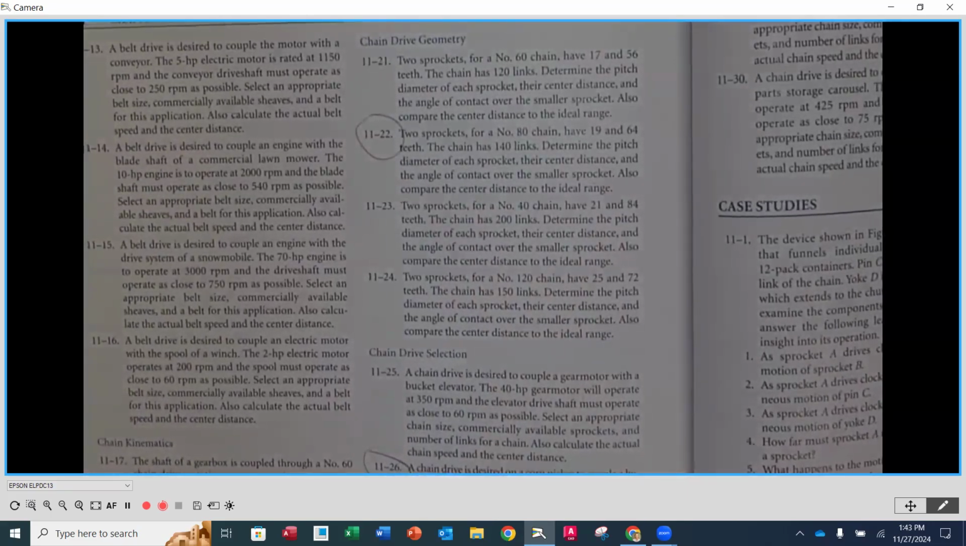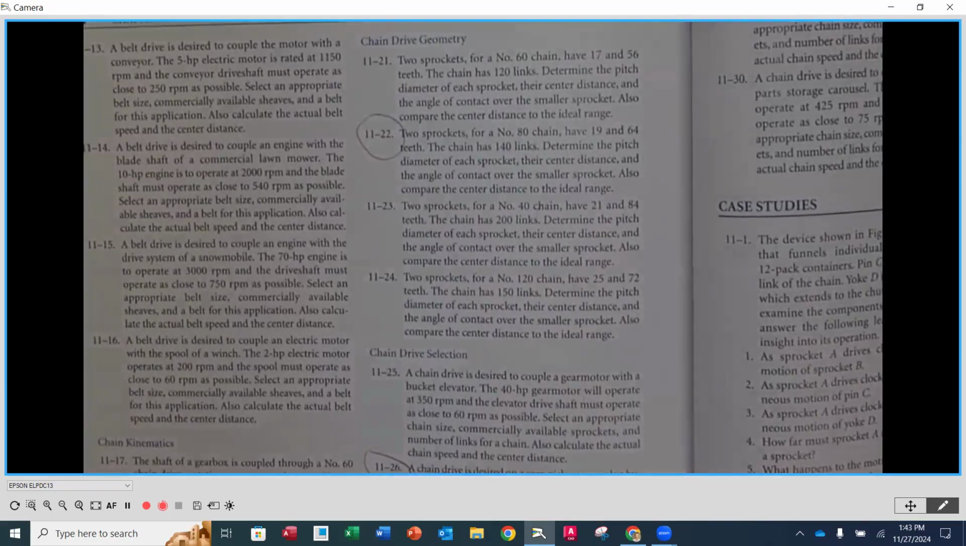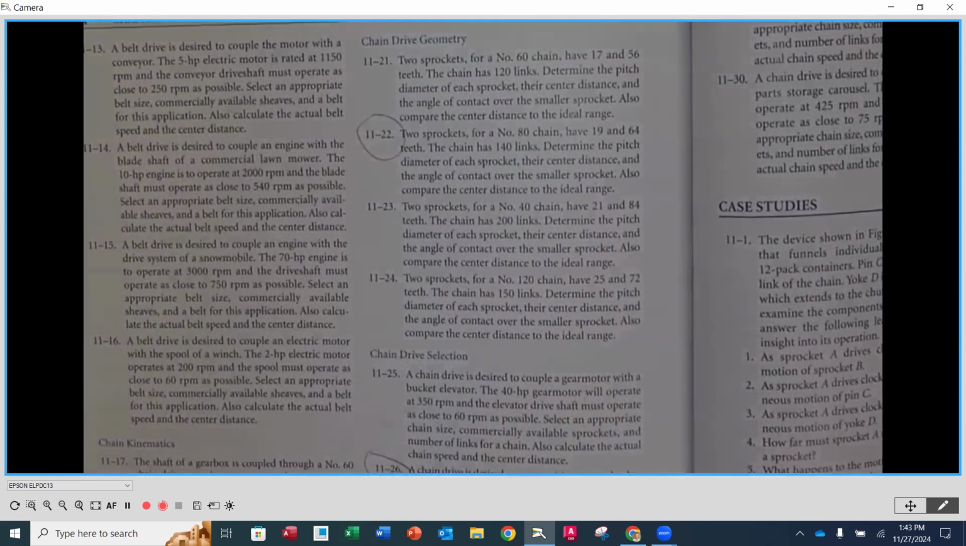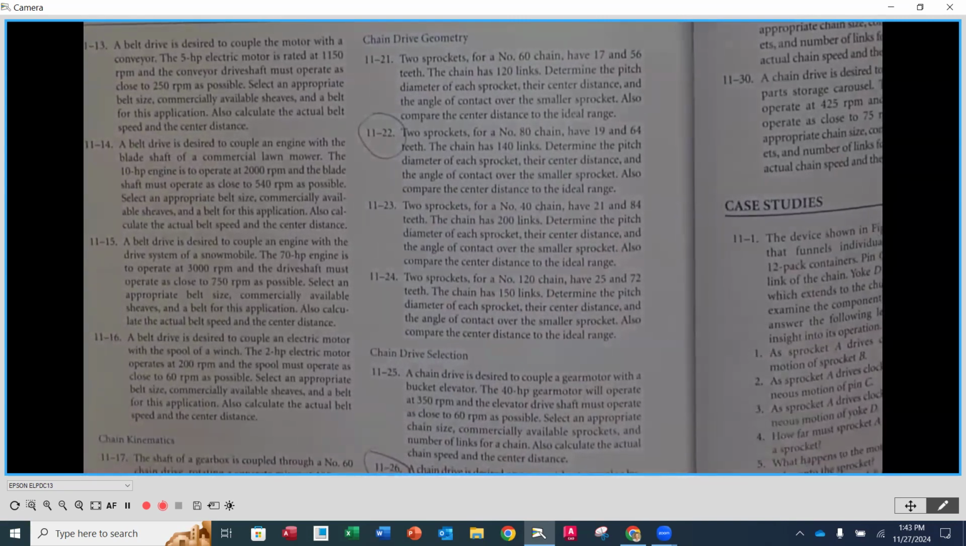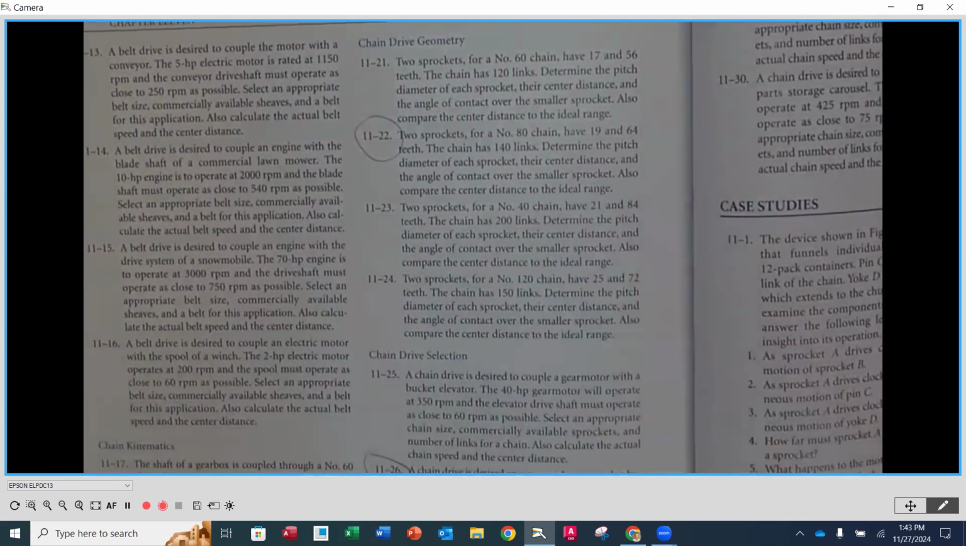Also compare the center distance to the ideal range, okay? See if it's within there or outside of it. You don't have to change anything about it, but just compare it back to it. So make sure you answer that last part.